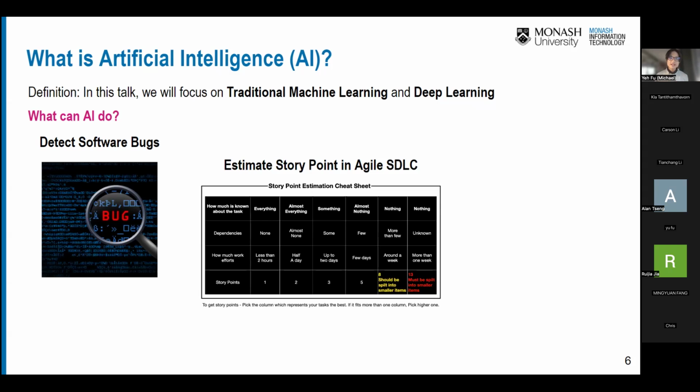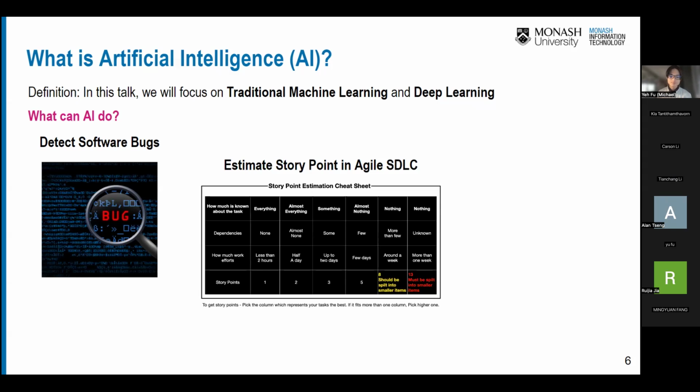They can also estimate story points in the agile software development life cycle. During agile planning, we may have an issue or story description. We can transform this description into matrices, and we use a deep learning model to predict the story point. So we don't need human judgment to determine the story point for our issue report.